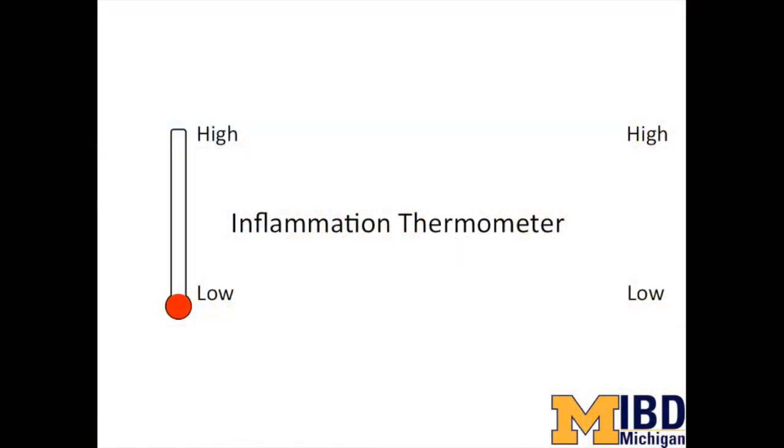CRP is a protein made by the liver when inflammation is present in the body. For patients with IBD, it is a bit like a thermometer for inflammation. When the CRP is high, inflammation is active. When the CRP is low, inflammation is well controlled.